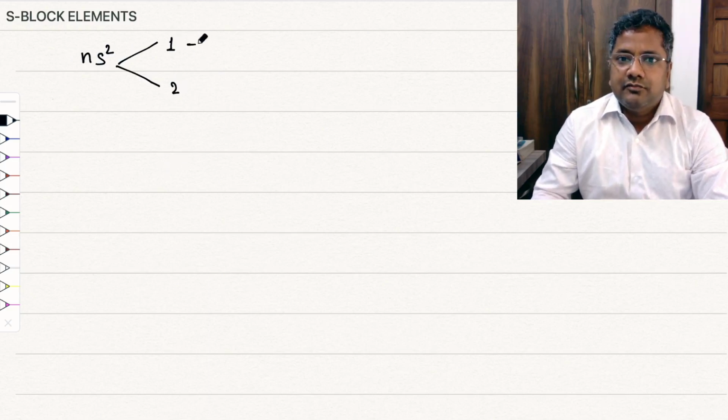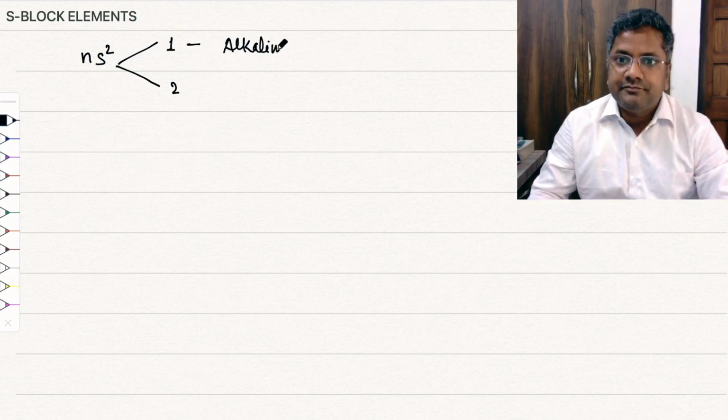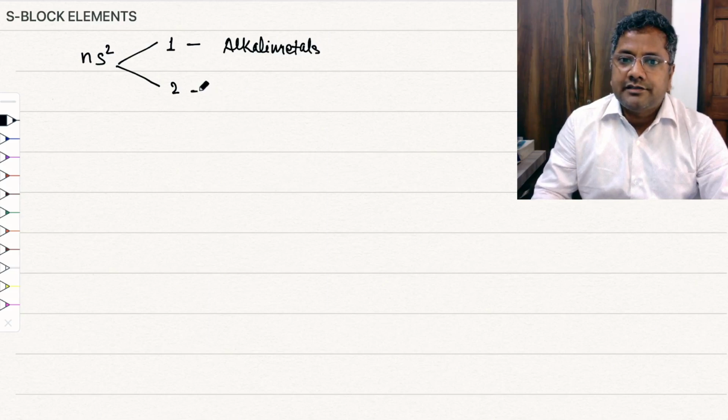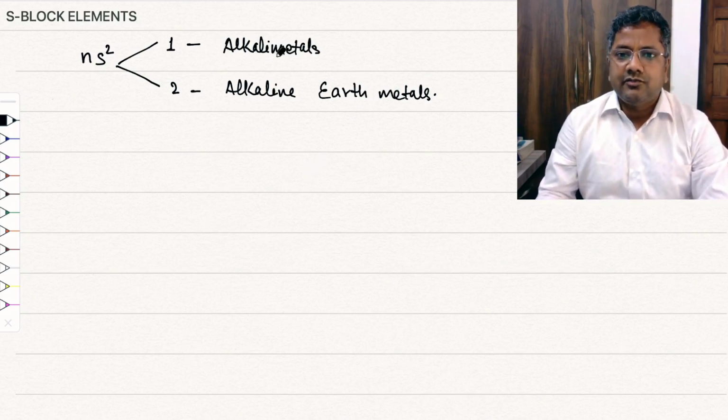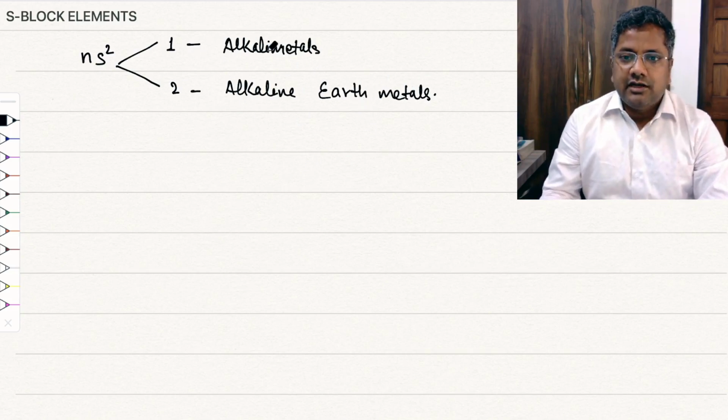First group commonly known as alkali metals, and second group is alkaline earth metals, right? So commonly this is known as alkali metal and this is alkaline earth metal. So I'm taking first alkali metals.